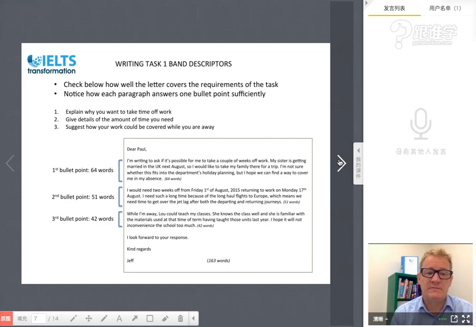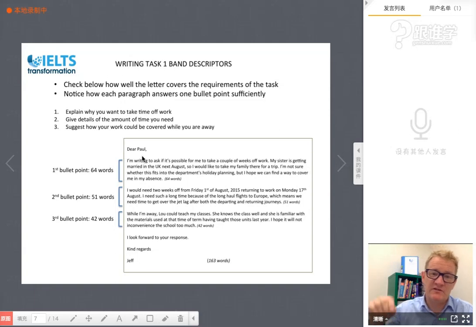So here is a good example of the letter. This is a band 9. So you'll notice we've got 3 bullet points. We've got 3 paragraphs, and 1 paragraph talks about 1 bullet point. And we start our letter with Dear Paul, for example.